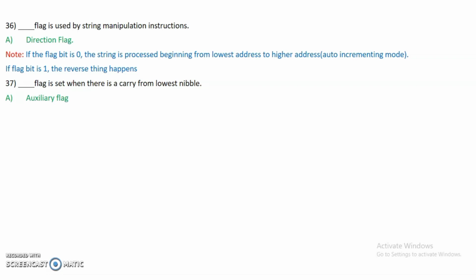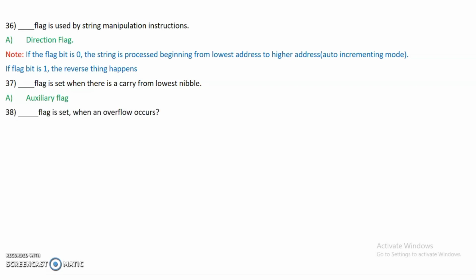So basically we'll be having 8 bits. In 8 bits, the bits from 0 to 3 are called lower nibble and the bits from 4 to 7 are called higher nibble. So if there is a carry from bit 3 to bit 4, from lowest nibble to highest nibble, then we will say that the flag is being set, because there is a carry from lower to higher nibble.